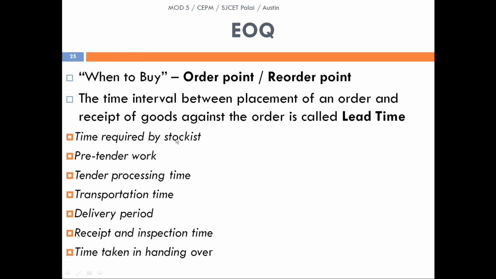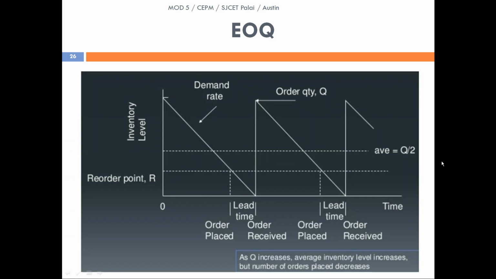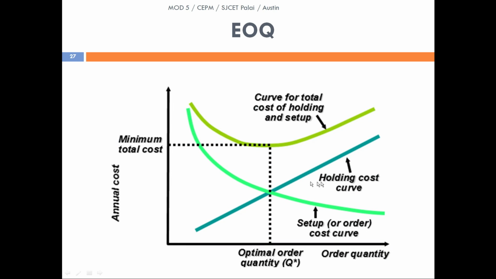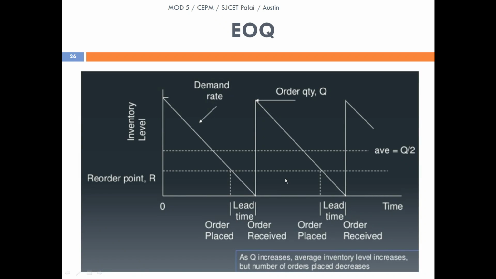So this lead time involves the time required by the stockist in checking the correct stock till the time in handing over the new supply or stock to the stockist. So this tells us about when to buy. I hope you have understood the two things. How much to buy? It consists of two costs, ordering cost and carrying cost. Ordering cost is nothing but the cost incurred in ordering a particular material, and carrying cost is nothing but the cost incurred in stocking the material or keeping the material for a long period of time as inventory.